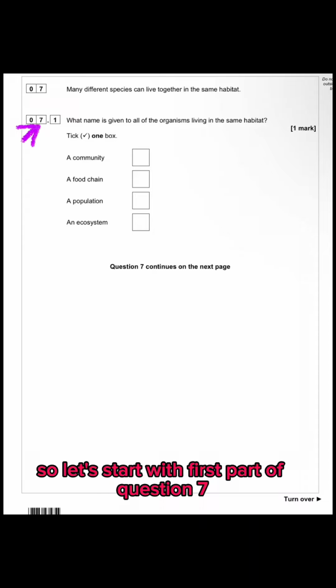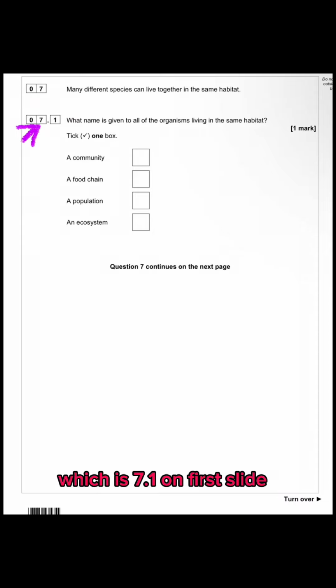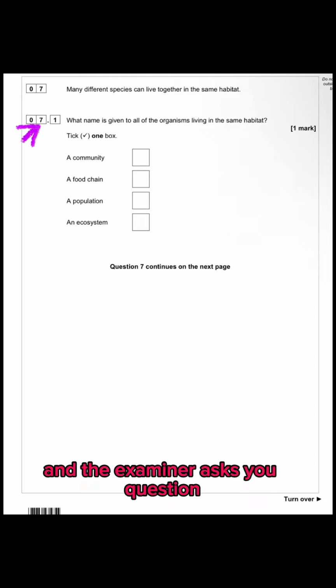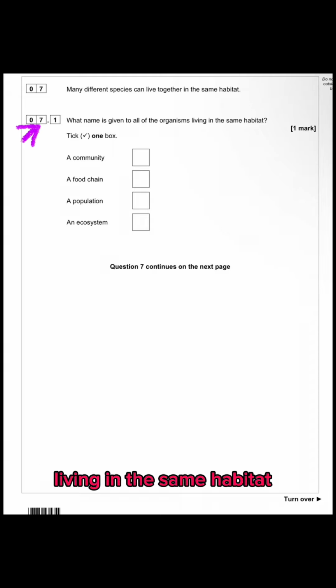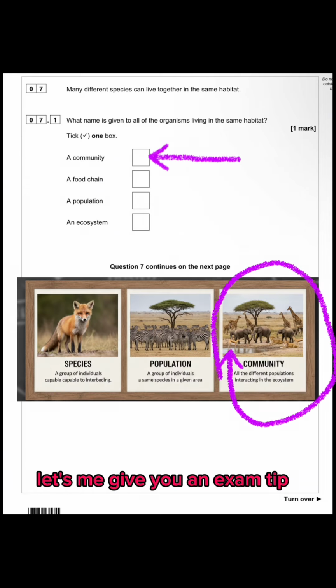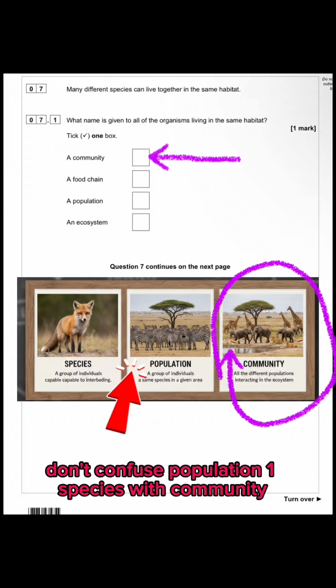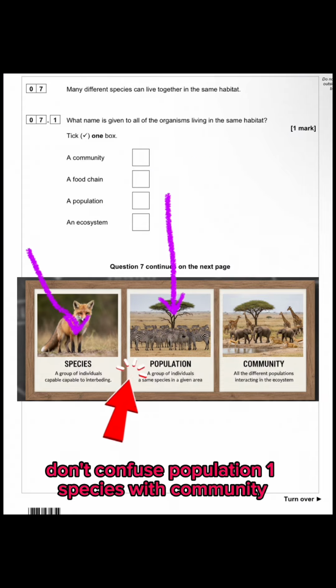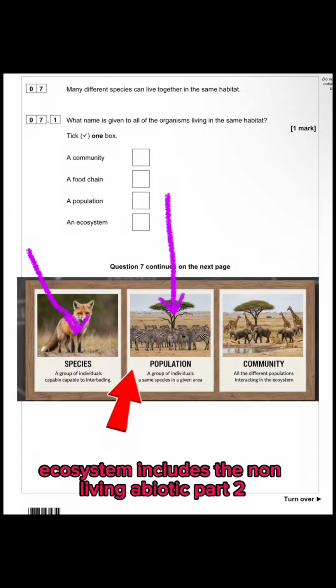So let's start with the first part of question 7, which is 7.1 on the first slide, and the examiner asks you the question: what name is given to all of the organisms living in the same habitat? The answer to this question is A, community. Let me give you an exam tip: don't confuse population, one species, with community, all species. Ecosystem includes the non-living, abiotic.